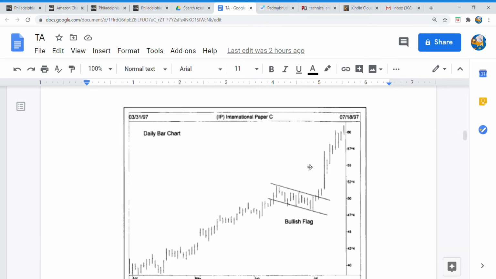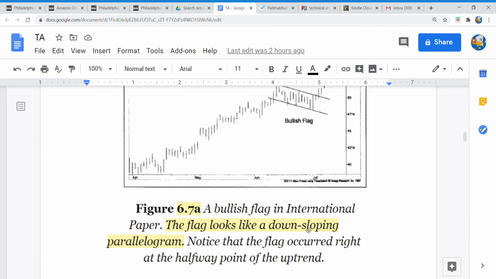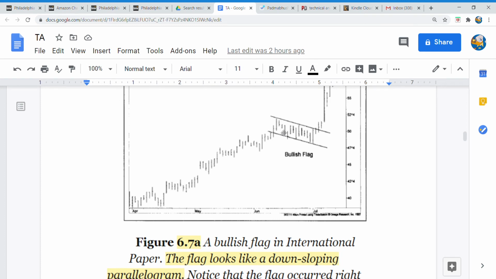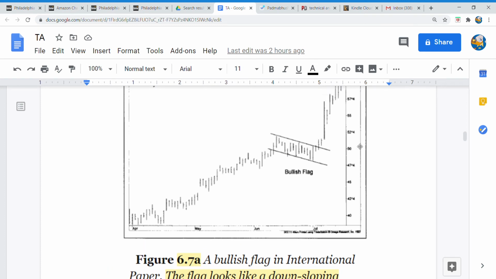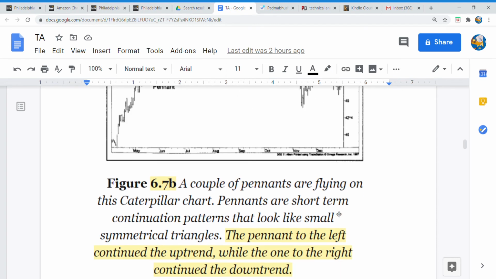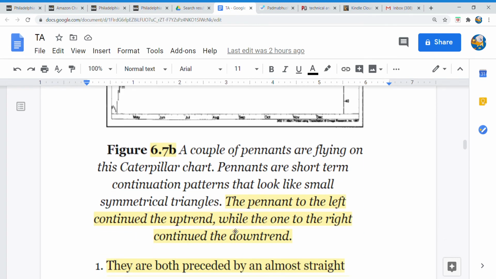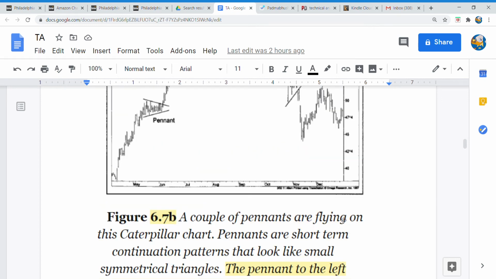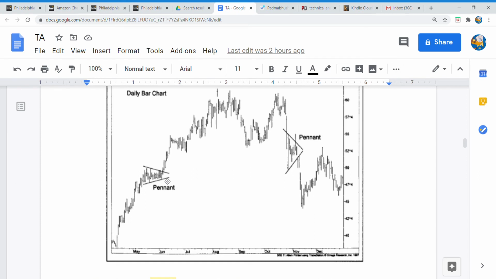So this is a bullish flag. The flag looks like a downsloping parallelogram. These are pennants. The pennant on the left continued the uptrend, while the one on the right continued the downtrend.